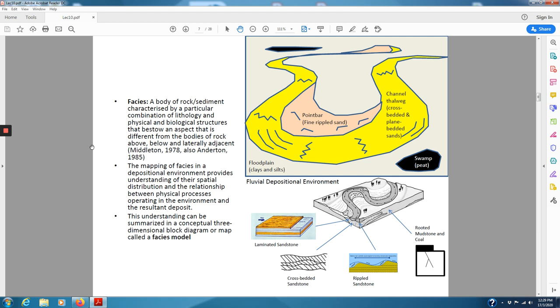So now I give you a more formal definition of what a facies is. A facies is a body of rock or sediment characterized by a particular combination of lithology, rock type, and physical and biological structures that bestow an aspect that is different from the bodies of rock above, below, and laterally adjacent. So in this case, just as an example, your laminated sandstones in the channels are a distinct facies. They are different from your cross-bedded sandstone facies, and different from your rippled sandstone facies, and also different from your rooted mudstone and coal facies in this case. They were formed by different processes, and they were deposited in different areas in your depositional environment.